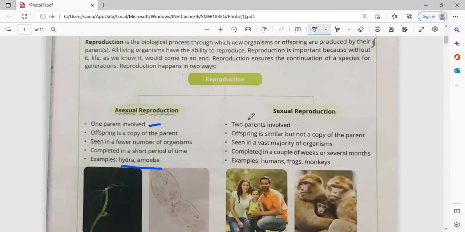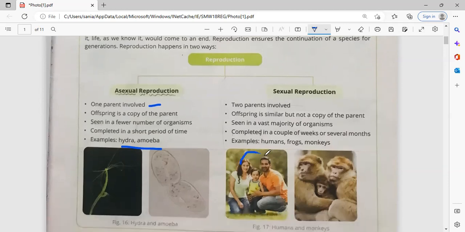In sexual reproduction, two parents are involved. The offspring is similar but not a copy of the parent. Remember, this is a very important difference. Most students think similar and copy are the same thing. No. Copy means exactly identical, right? Similar means, for example, here you can see the parents and the baby. It's not a copy, it's similar.